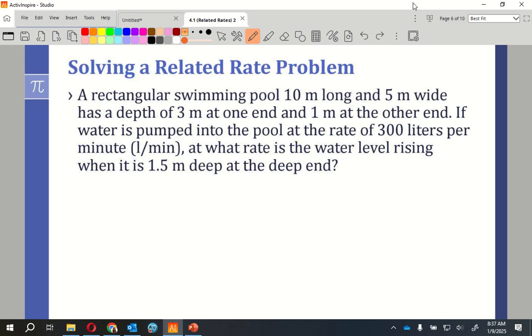So the key with these problems, I said, is going to be able to draw it and understand what it is that this is actually saying. A rectangular swimming pool, 10 meters long, 5 meters wide, has a depth of 3 meters at one end, 1 meter at the other end. If the water is pumped into the pool at a rate of 300 liters per minute, at what rate is the water level rising when it is 1.5 meters deep in the end? Okay.